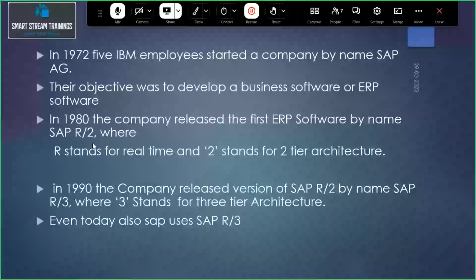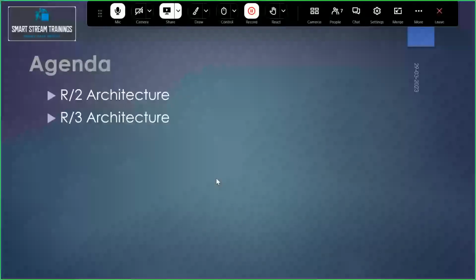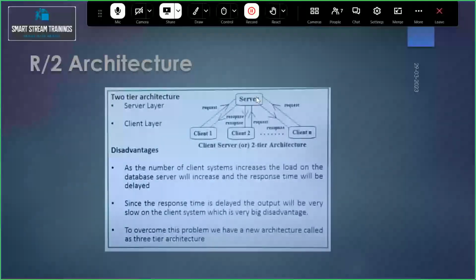R/2 means real time two-tier architecture, which is nothing but client-server interaction. In the R/2 architecture, there is one server connected with different clients. Whatever the client requests hits the server, and the response is given back to the particular client. This was developed in 1980. Through this, the data transferring goes on.